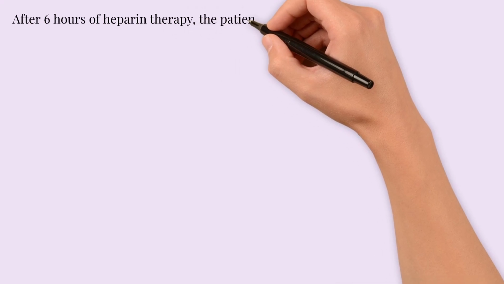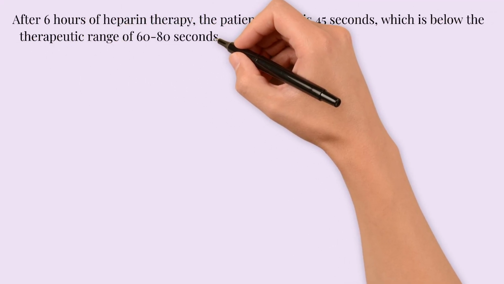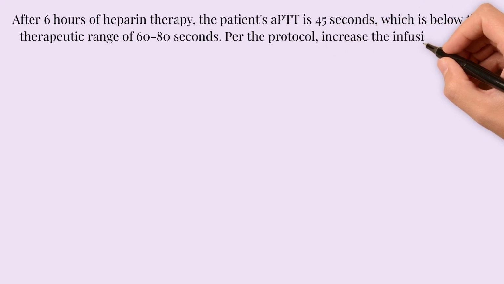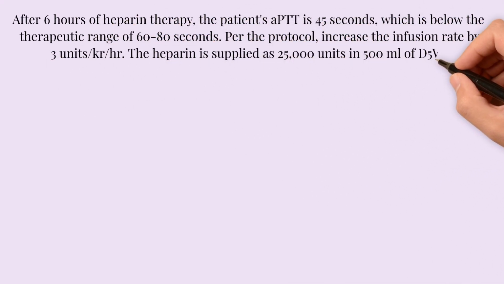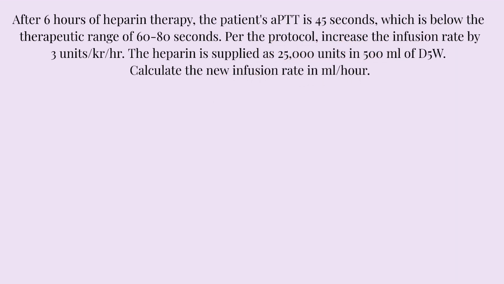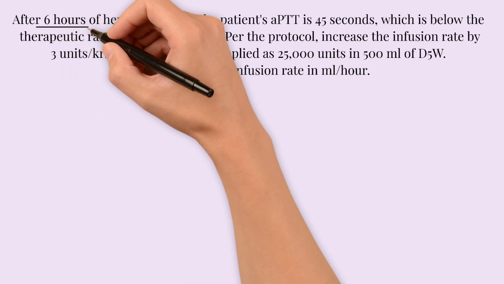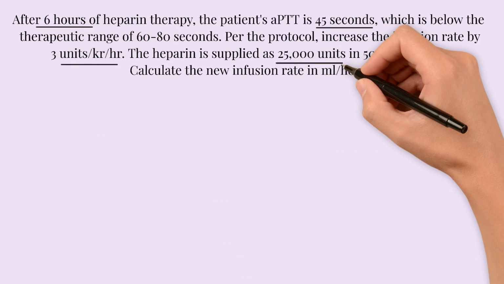After 6 hours of heparin therapy, we draw the PTT level and it shows that it's 45 seconds, which is below the therapeutic range of 60 to 80 seconds that we're aiming for. Per the protocol at hand, we're going to increase the infusion rate by 3 units per kilogram per hour. The heparin is supplied at 25,000 units in 500 mLs of D5W. Calculate the new infusion rate in mLs per hour.